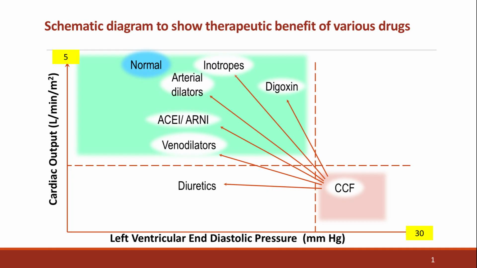This slide schematically shows how various drugs impact the restoration of deteriorated cardiac output to a condition as close to normal function as possible. Note that arterial dilators include hydralazine and nitrates such as nitroprusside. The vasodilators include nitrates like glycerol trinitrate and isosorbide.